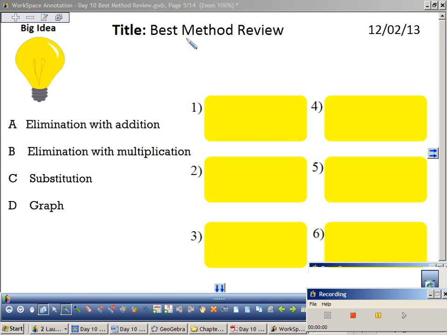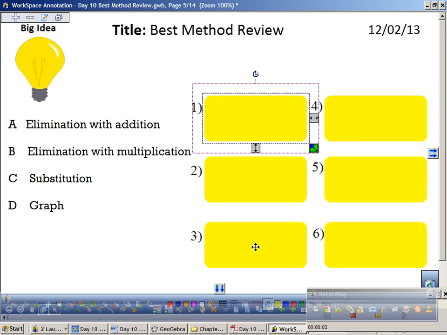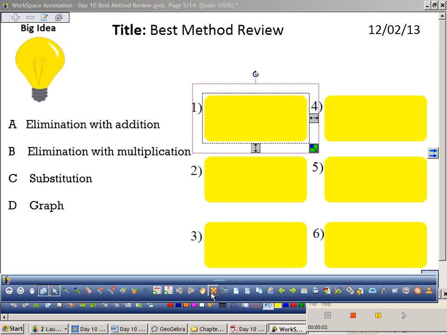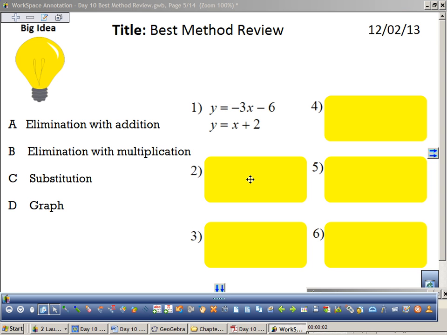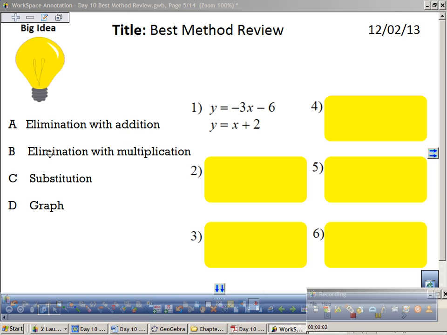Okay, so let's do a little best method review. Let's start off with Levi again. Levi! Recording, so talk nice and loud. Number 1, would you use elimination by addition, elimination with multiplication, substitution, or graphing, and why?